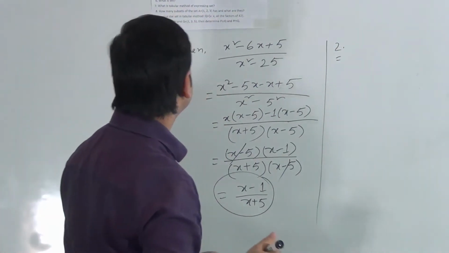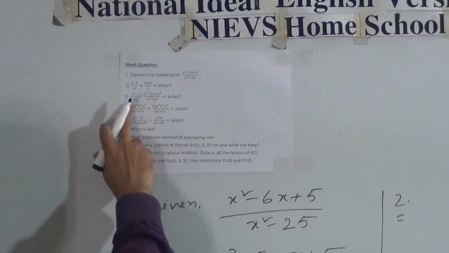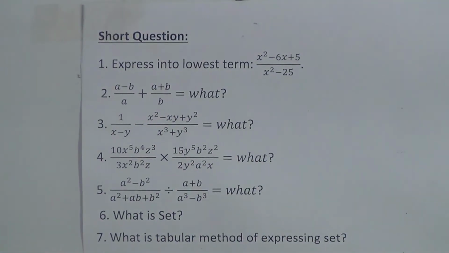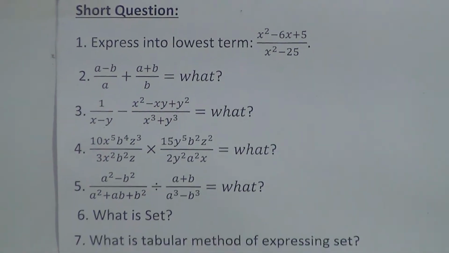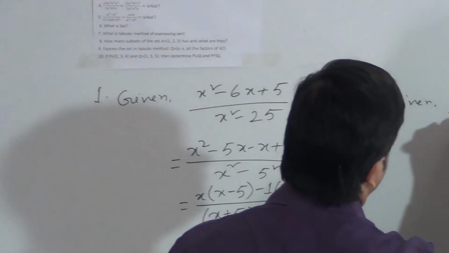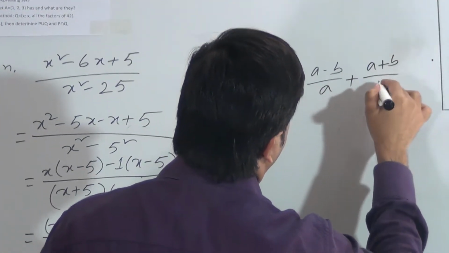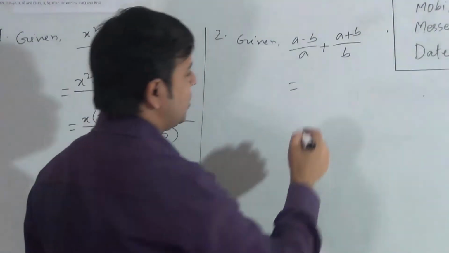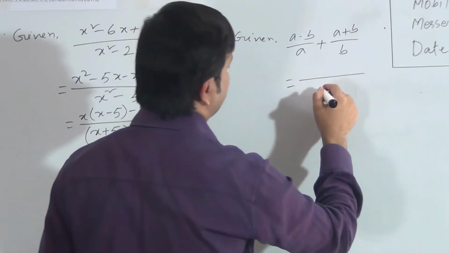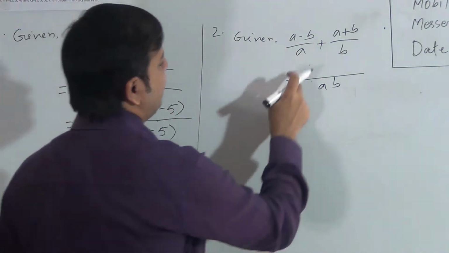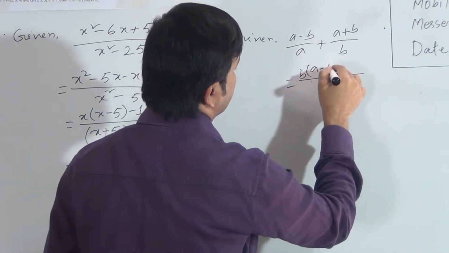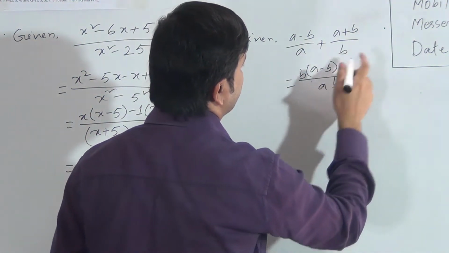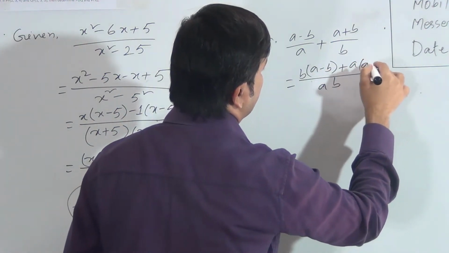What is question 2? Question 2 is a minus b by a plus b by b. What will be the sum? Right here given a minus b by a plus b by b. Now we can calculate here. To do this, at first take the LCM of a and b. This will be ab. Now if we divide by a, we will get b. So multiply the numerator by b into a minus b, plus if we divide by b, we will get a. So we can write here a into a plus b.